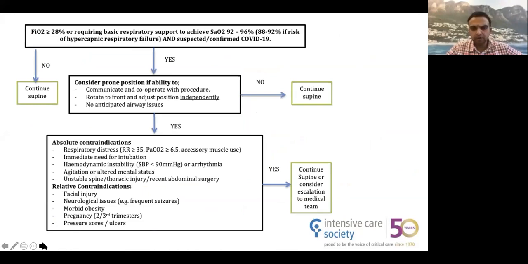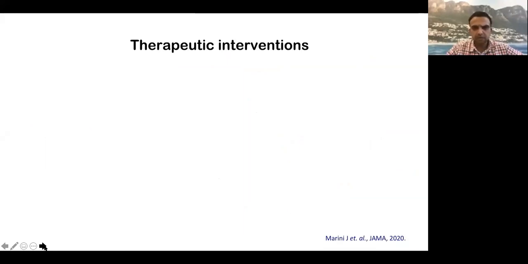This is for prone ventilation. It should have gone there, but this is just the indication. I don't think we need to worry too much about that.